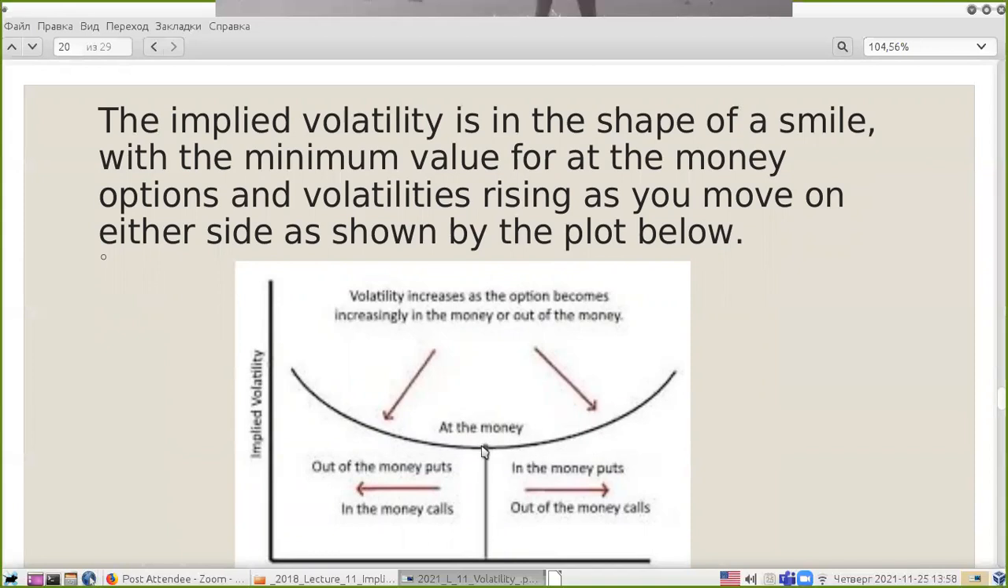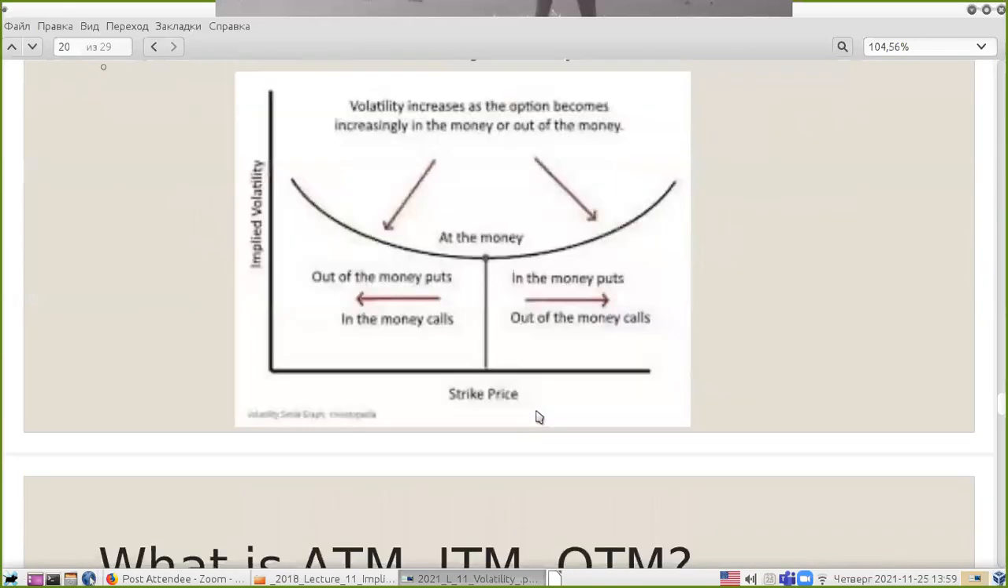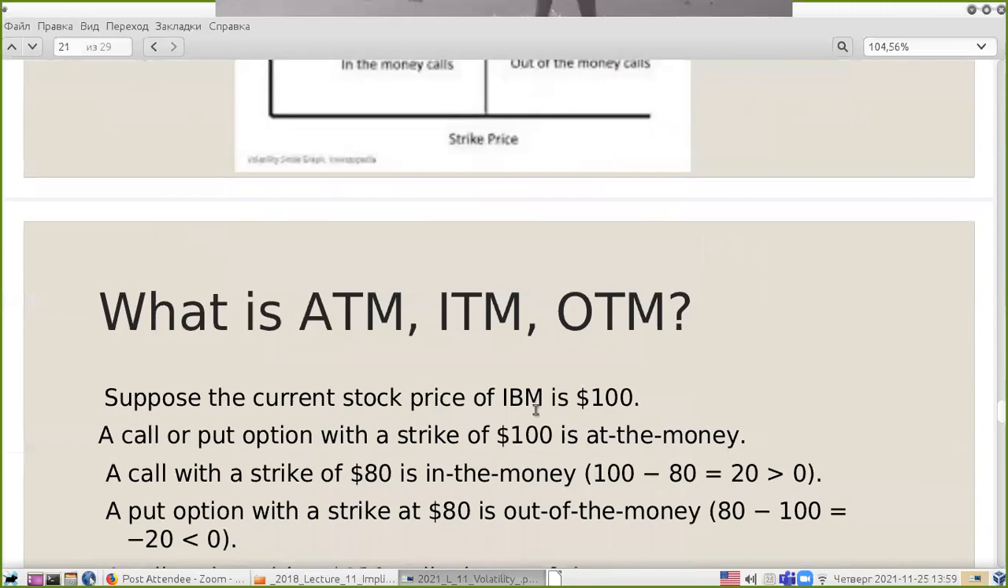This minimum value always coincides with the price at the money. And on the right, in the money puts, out of the money calls. On the left, if we consider a put option, out of the money, if we consider a call option, in the money. And you see that volatility increases as the option becomes increasingly in the money or out of the money. What does out of the money mean?